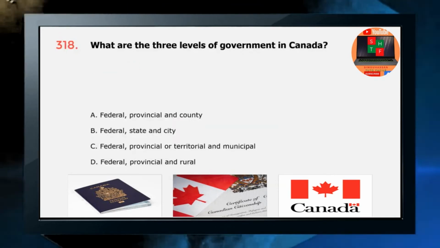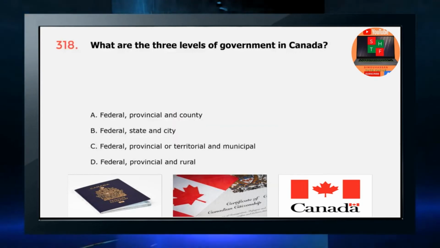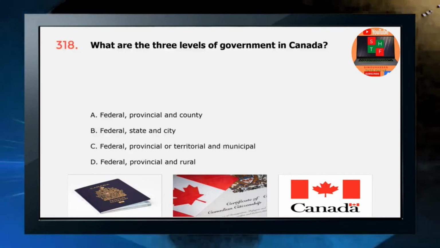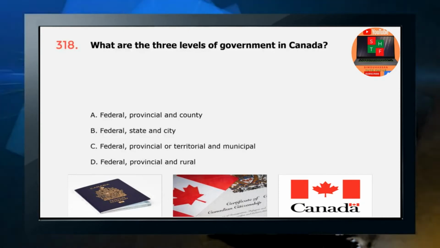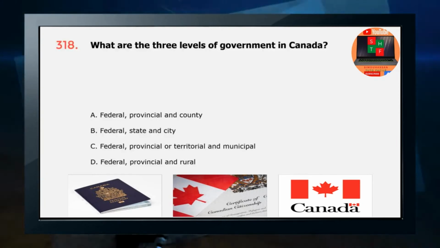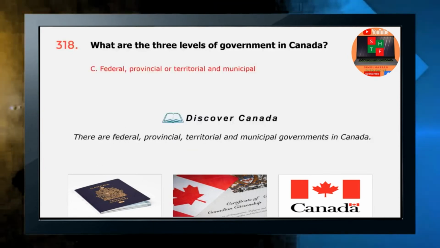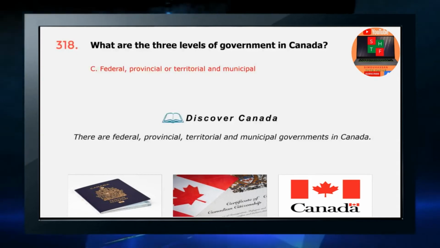Question 318. What are the three levels of government in Canada? A. Federal, provincial and county. B. Federal, state and city. C. Federal, provincial or territorial and municipal. D. Federal, provincial and rural. The answer is C. Federal, provincial or territorial and municipal.